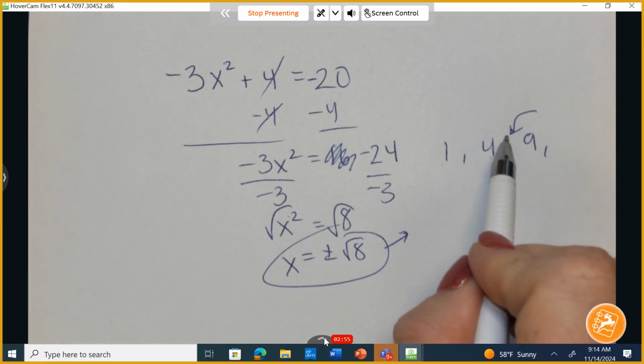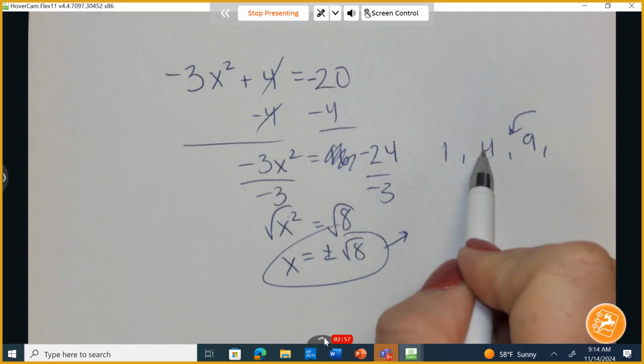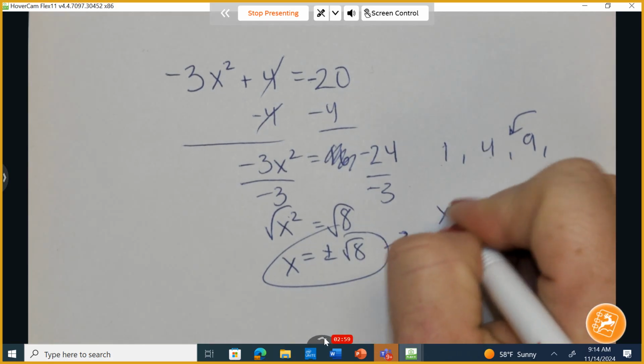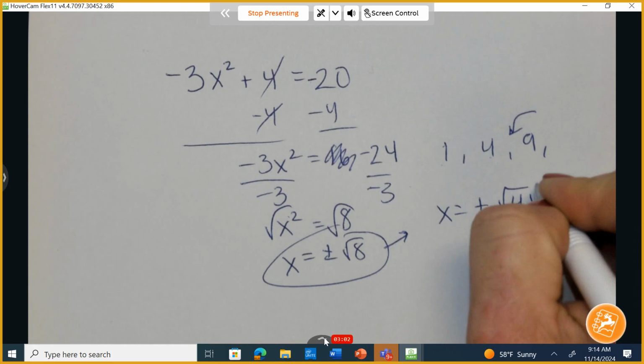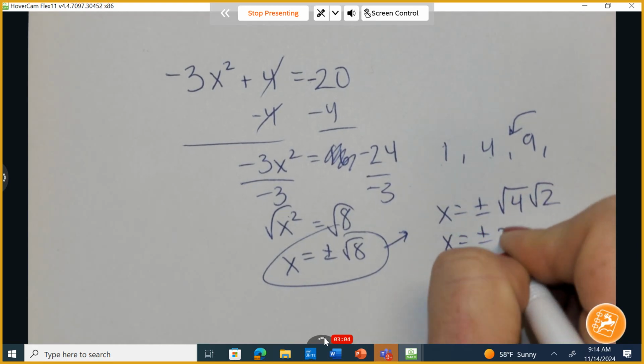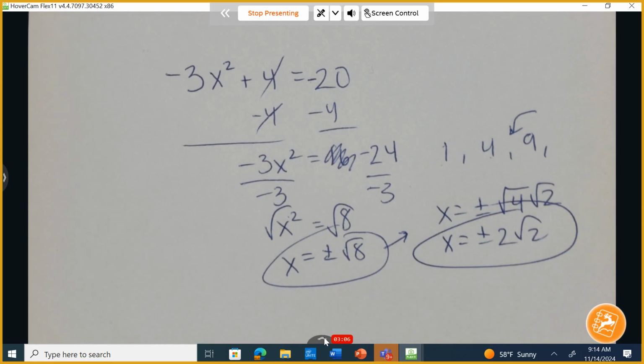And so I'm going to start with moving downwards. Can I take 8 and divide it by 4 and get a nice answer? I sure can. So I'm going to break 8 into 4 times 2. The square root of 4 is 2. And this is my final answer.